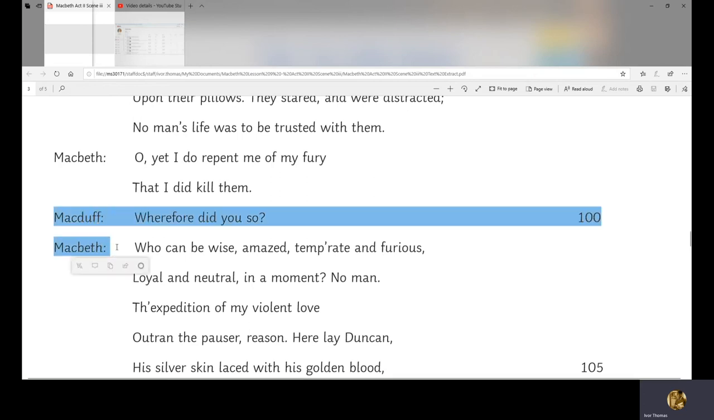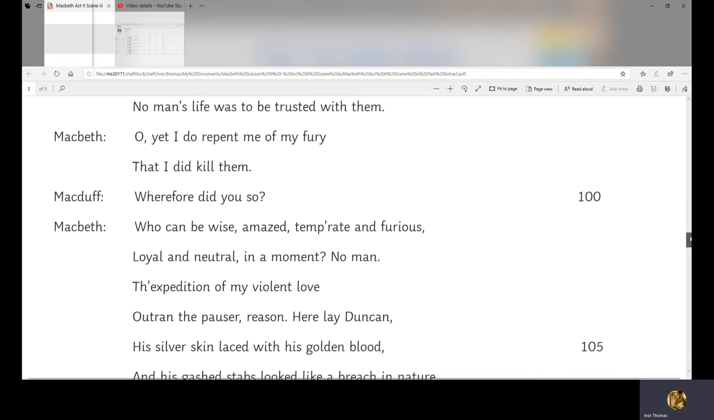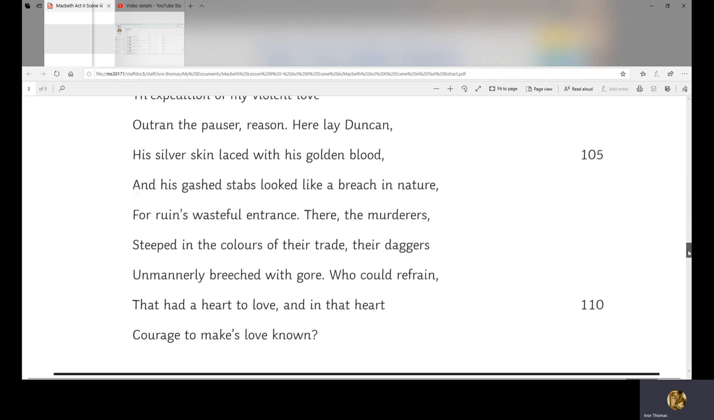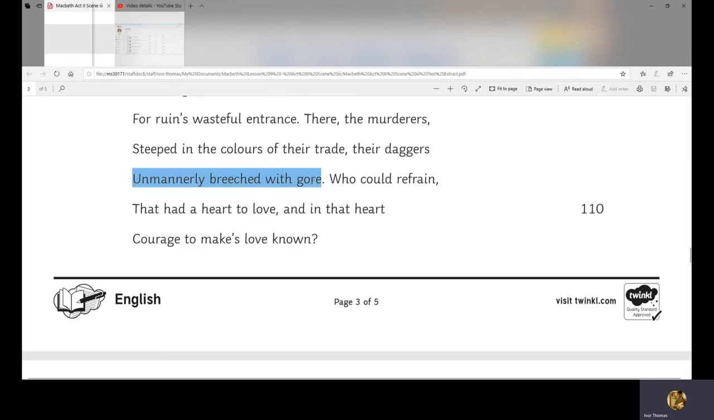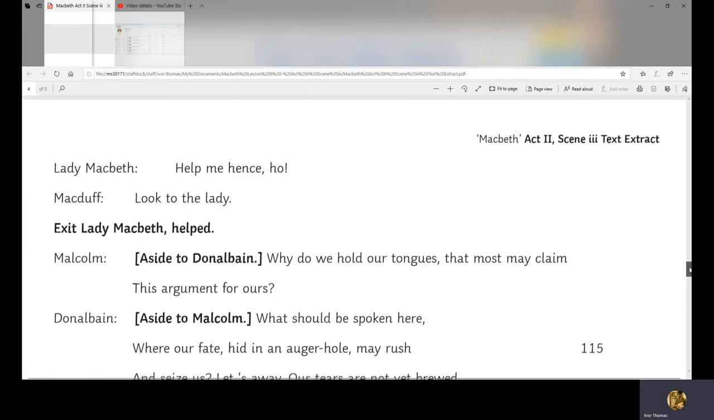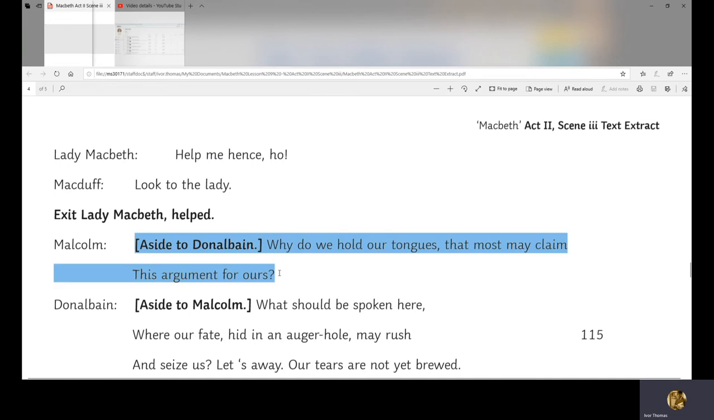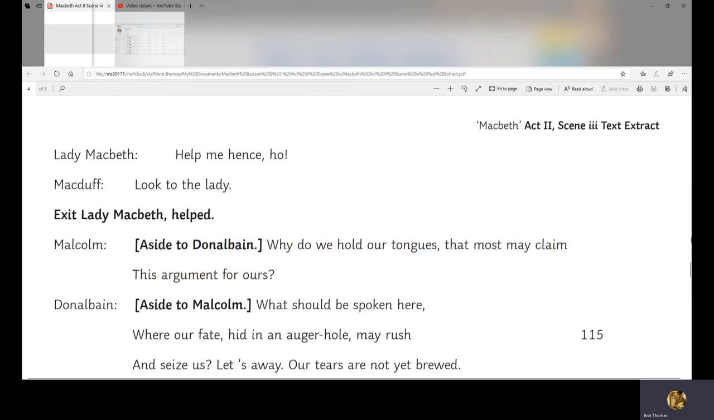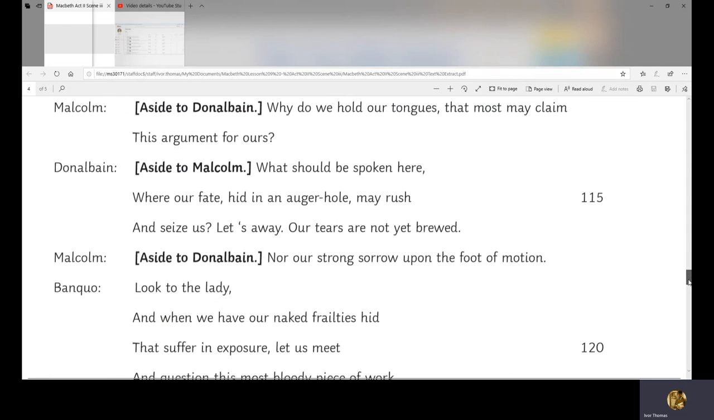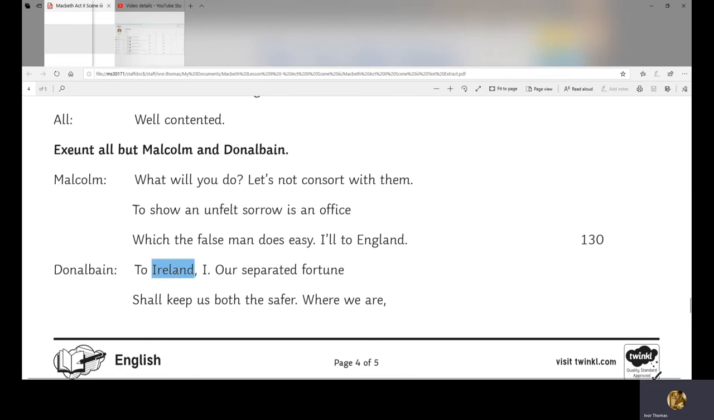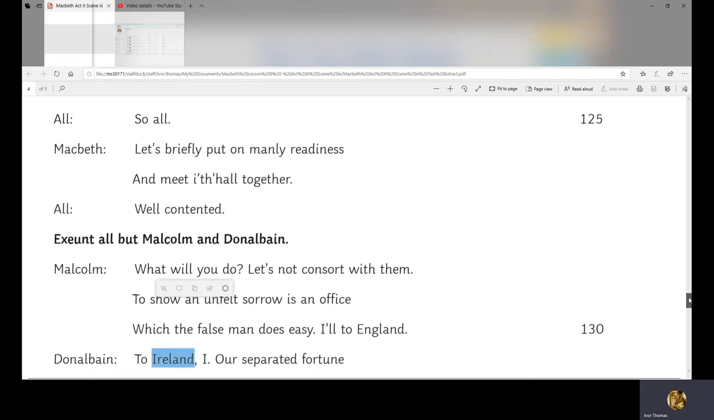But note this first example of Macduff challenging Macbeth for his actions. These are going to turn into protagonist and antagonist later on. Macbeth pleads innocence by saying, Duncan and his silver skin laced with golden blood made me feel so loving towards him that I executed the people who were breached with gore, who were covered with gore. So Macbeth pretends to be judge, jury and executioner. Lady Macbeth pretends to faint and be the vulnerable person we know she isn't at this stage. Malcolm and Donalbain now realize they're in danger from a mysterious assassin, and they decide to go to England, Malcolm, and to Ireland, Donalbain, because they feel that they're in danger.